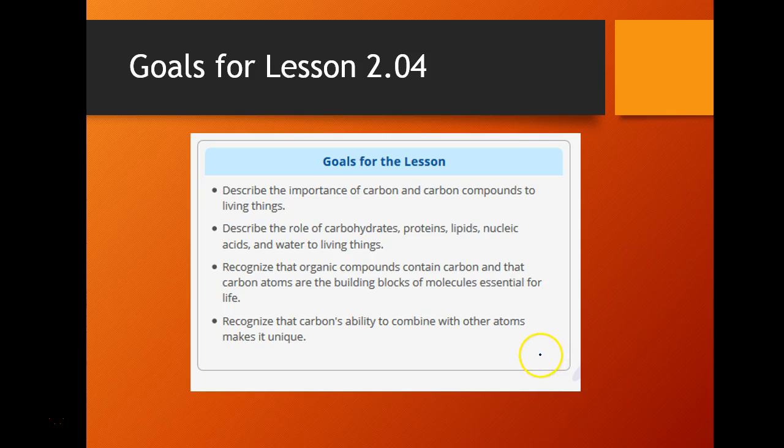So the goals for today's lesson are that you'll be able to describe the importance of carbon and carbon compounds to living things. You'll be able to describe the role of carbohydrates, proteins, lipids, and nucleic acids, as well as water to living things. You'll be able to recognize that organic compounds are compounds that contain carbon, and that carbon atoms are really the building blocks of molecules that are essential for life. And lastly, you'll be able to recognize that carbon's ability to combine or bond with other atoms really makes it unique.